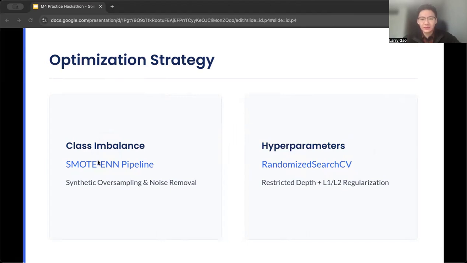We also tuned hyperparameters using randomized search CV. By severely restricting the max depths and increasing the L1 and L2 regularization, our model's performance on unseen data stabilized beautifully compared to the heavily overfitting pre-tuned phase.